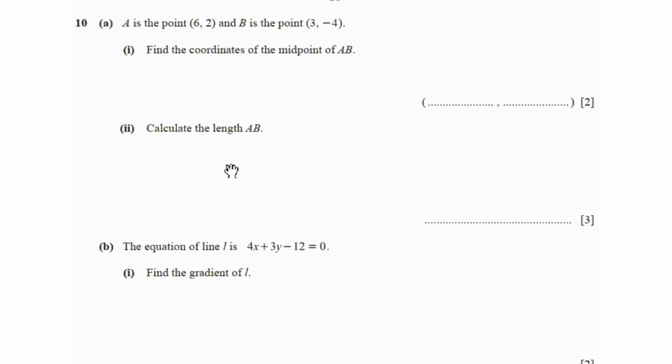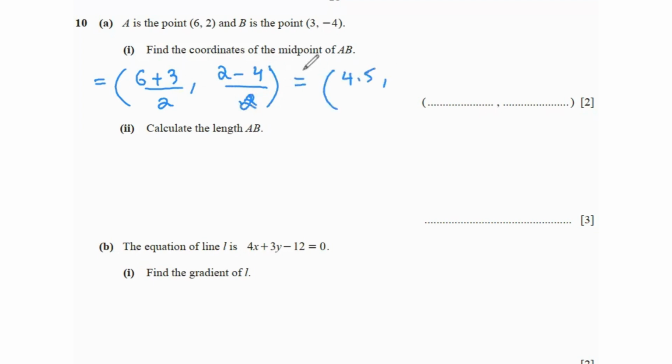Question 10 says A is the point (6, 2) and B is the point (3, -4). Find the coordinates of the midpoint of AB. So that's going to be (6 + 3) over 2, and (2 - 4) over 2. 6 plus 3 is 9, 9 over 2 is 4.5. 2 minus 4 is -2, -2 divided by 2 is -1. So 4.5 and -1.